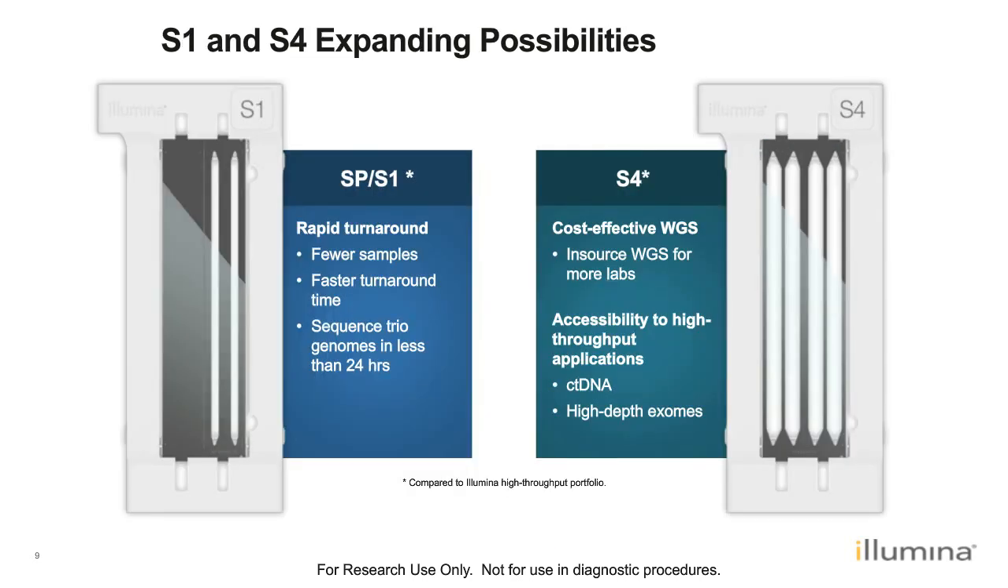So here I just wanted to call out some application-specific suggestions for SP, S1, and S4 flow cells. The SP and S1 flow cells do have a lower output range for smaller projects or pilot studies with a fairly fast turnaround time. So once the proof of concept of the pilot study has been established, the application can be scaled up for production runs with the S2 or S4 kits.